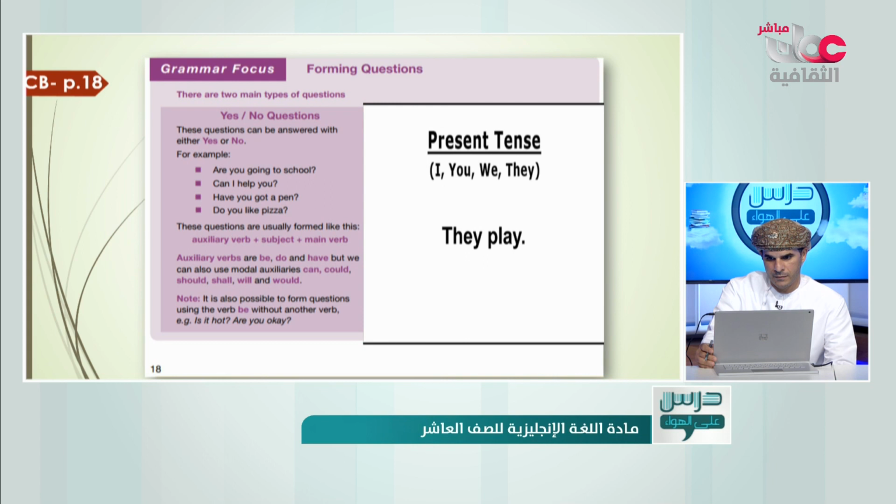With present tense verbs, if the subject refers to I, you, we, or they, we use do, then the subject and the verb in the basic form. If the subject refers to he, she, or it, we use does, then the subject and the verb in the basic form.